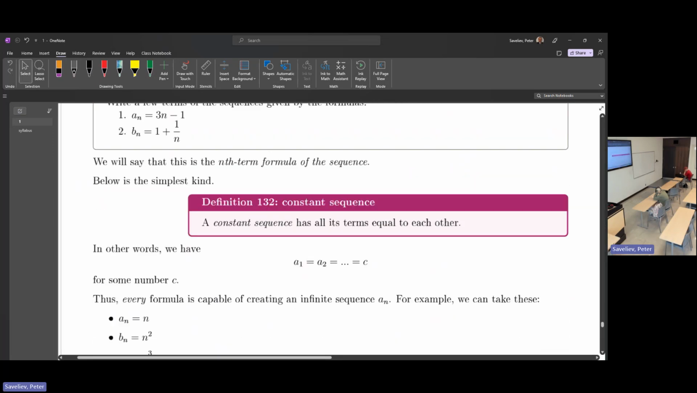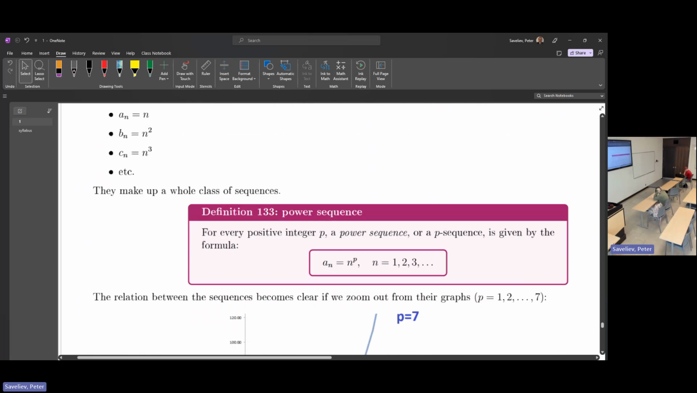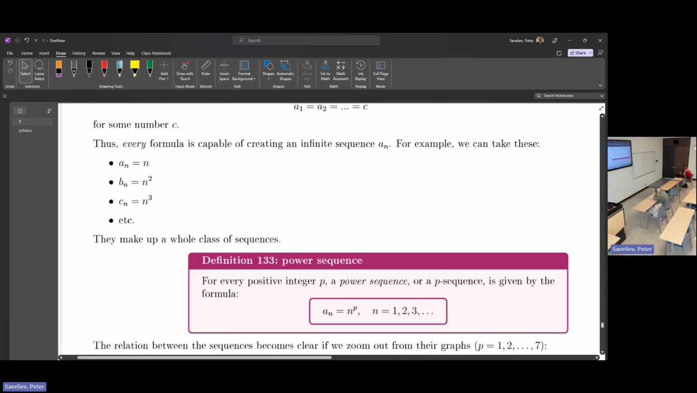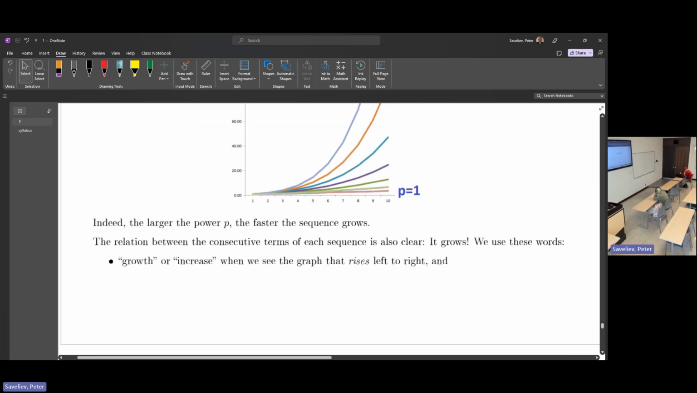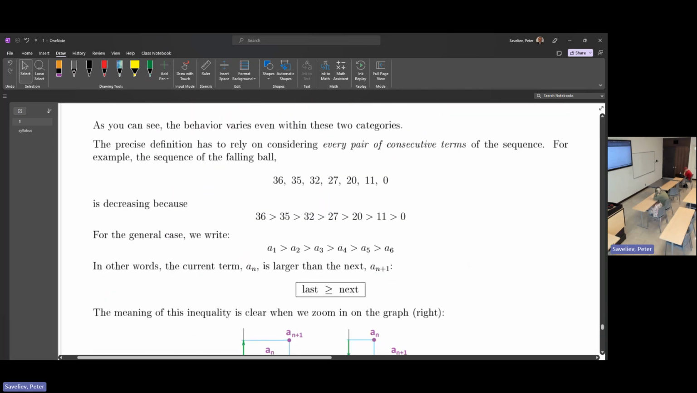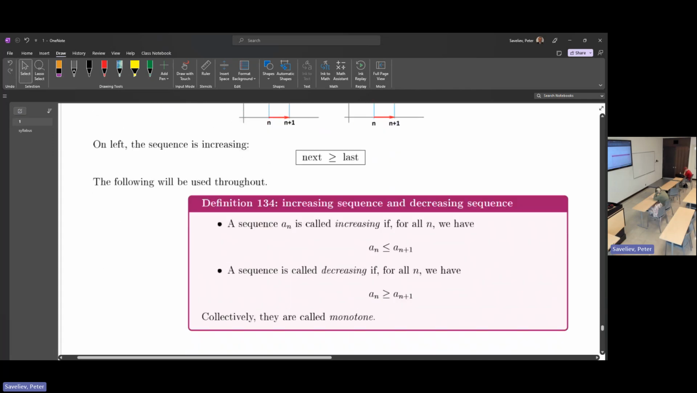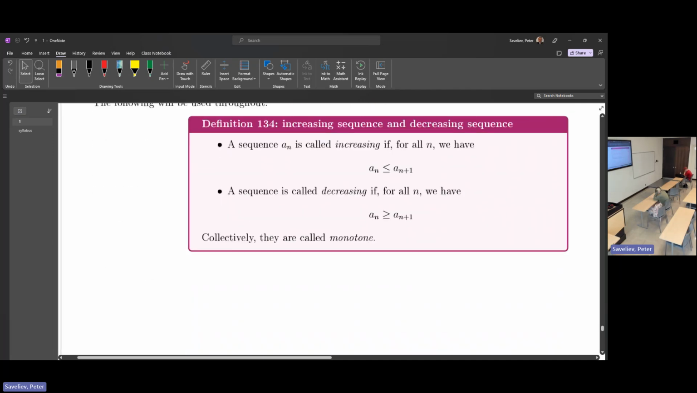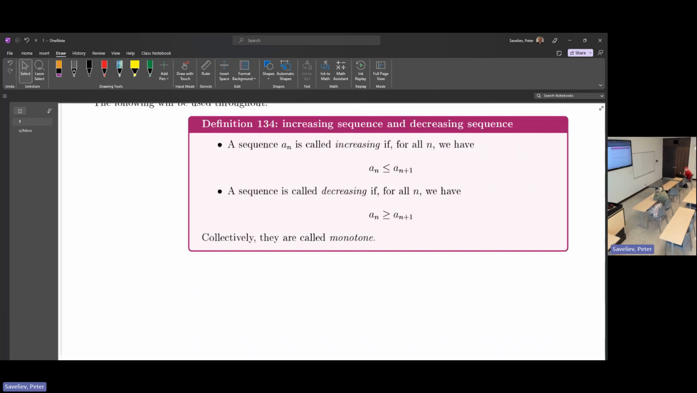Graphing, okay, constant sequence. So let's quickly provide the main kinds of sequences. Power sequence, made of powers. Then we have increasing and decreasing sequences. Once again, literally, as you can see, this is what you learned before. If the input, which in this case is n, goes up, what happens to the value of the output? The answer could be that it goes up or down, in which case we speak of increasing or decreasing behavior of the sequence.